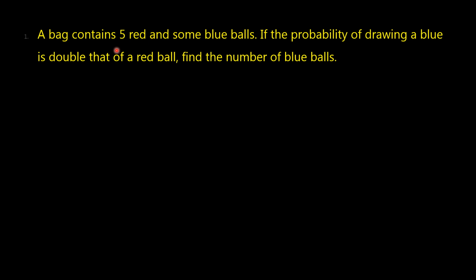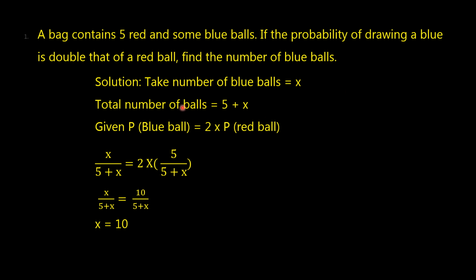The bag contains 5 red and some blue balls. The probability of drawing a blue ball is double that of a red ball. Find the number of blue balls. Take the number of blue balls as x. The number of red balls is already given as 5. Therefore, total number of balls is 5 plus x, number of red balls plus number of blue balls.